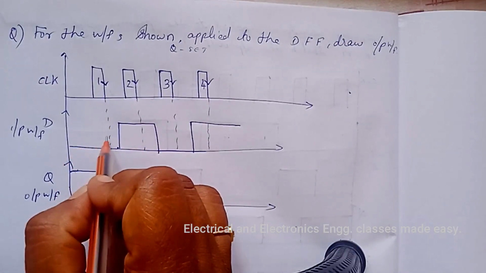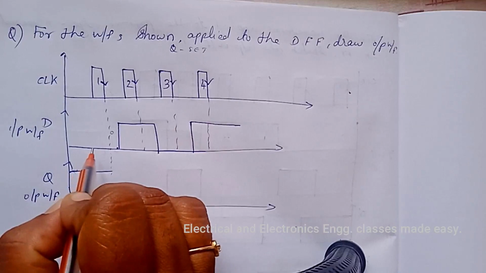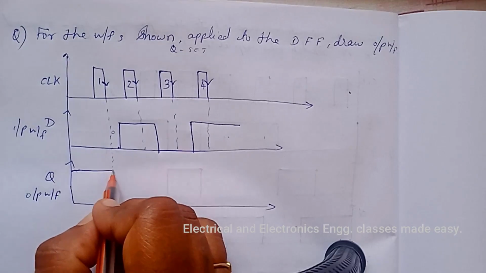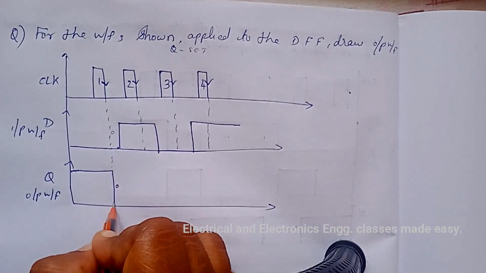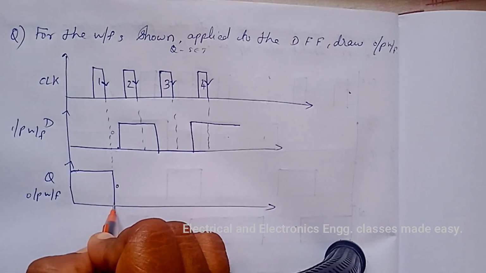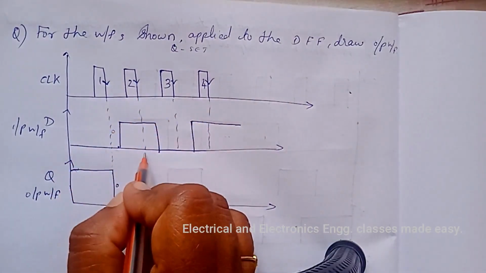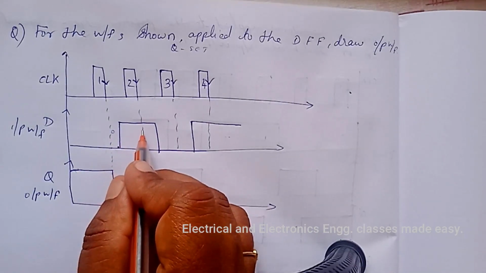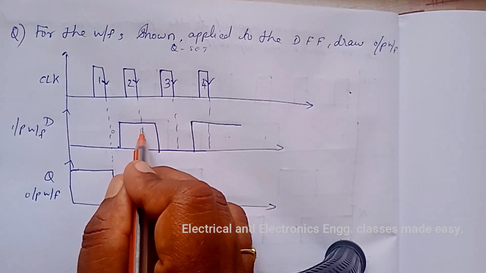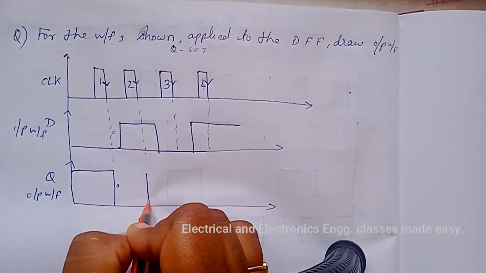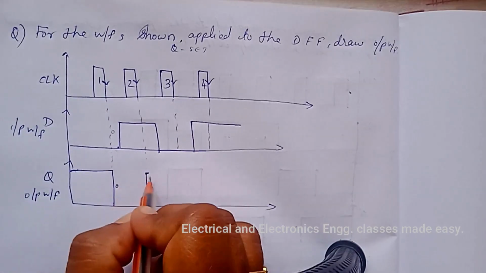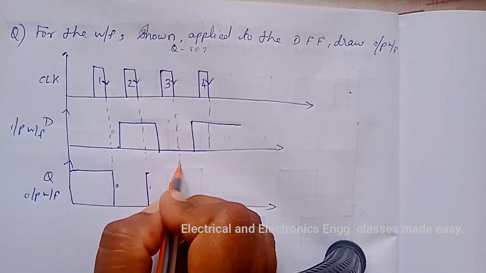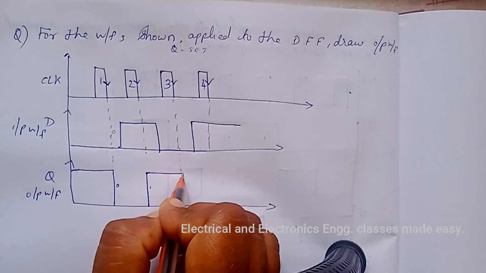So at the negative edge of the clock pulse, D is 0. When D is 0, then Q becomes 0. So at this point, Q becomes 0, and it will continue up to the next negative edge of the clock pulse. So at this point, D is 1. So when D is 1, then Q becomes 1. So at this point, Q is 1, and it will continue up to the next negative edge. That is, at this point, Q is 1.